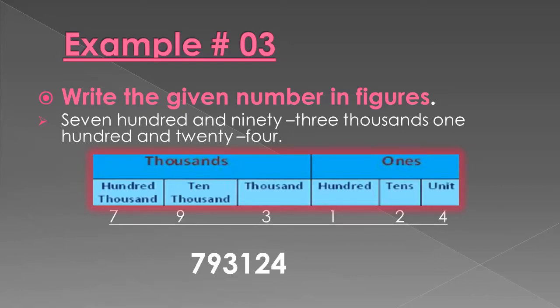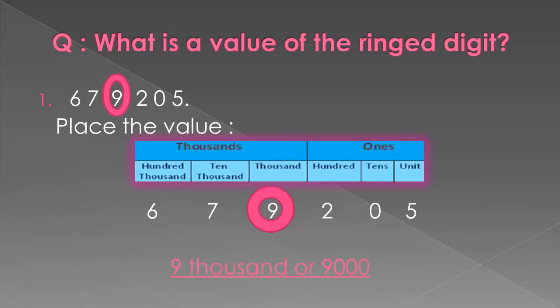place value chart for a 6-digit number. Then you place the values. It will be 793124. Next one is, what is the value of a ringed digit?